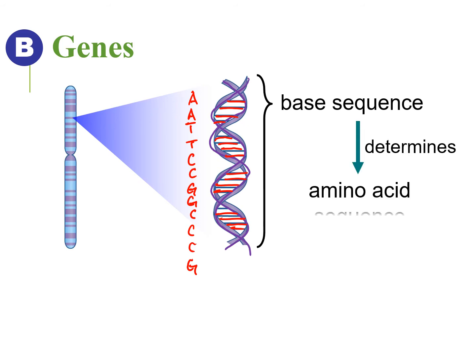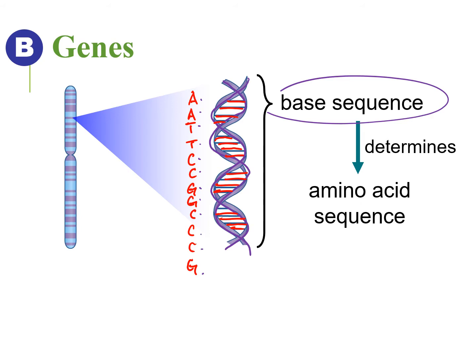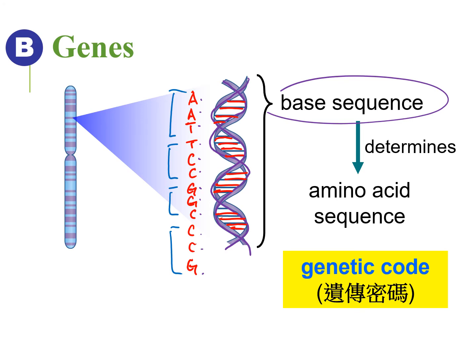Showing here now, there is a gene and it shows you the base sequence. I gave you an example here: AAT, TCC, GGC, and CCG. These base sequences are very useful and they work in groups of 3. We call this grouping of 3 the genetic code.